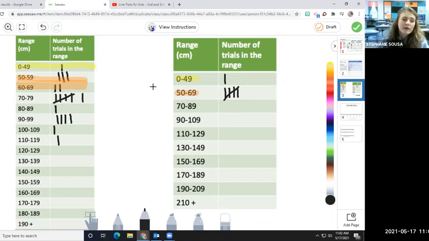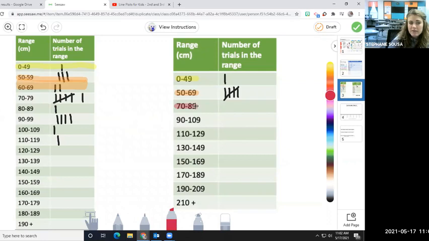Ms. Sousa, why are we combining groups? Great question, guys. We are combining groups so that our graph is easier to read. If we had to have 1, 2, 3, 4, 5, 6, 7, 8, 9, 10, 11, 12, 13, 14, 15, 16, 17, 18, 19, 20 ranges, it'd be this big. Okay, our graph would be huge. It'd be very difficult to read. So we're minimizing that.